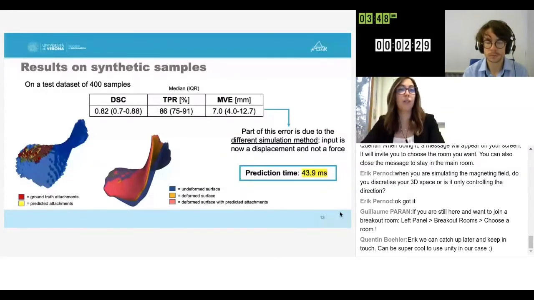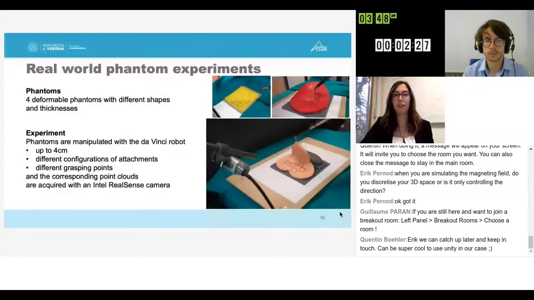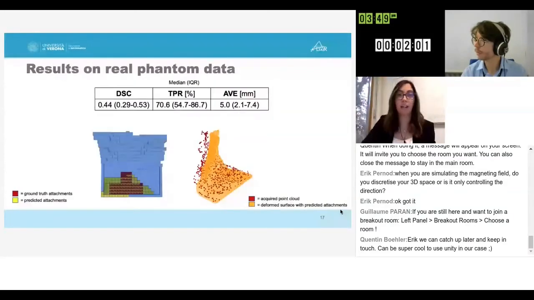We also performed some experiments on real-world phantom data. In particular, we manufactured phantoms with different shapes and thicknesses, and we manipulated them with the da Vinci Research Kit using different configurations of attachment points and from different grasping points. And we acquired data from the deformed configurations with an RGBD sensor. Here are briefly the results we obtained on this real data.